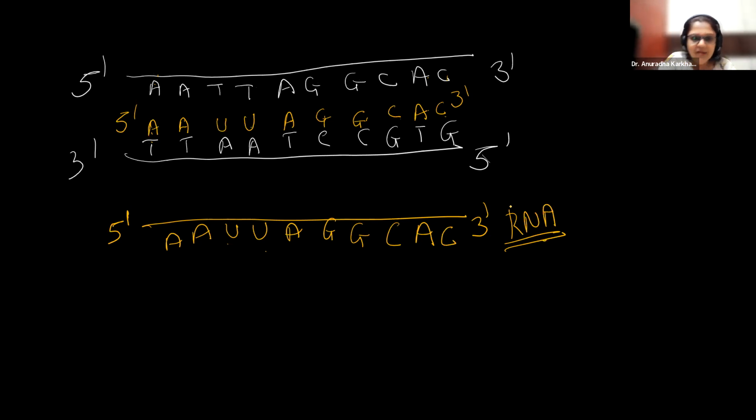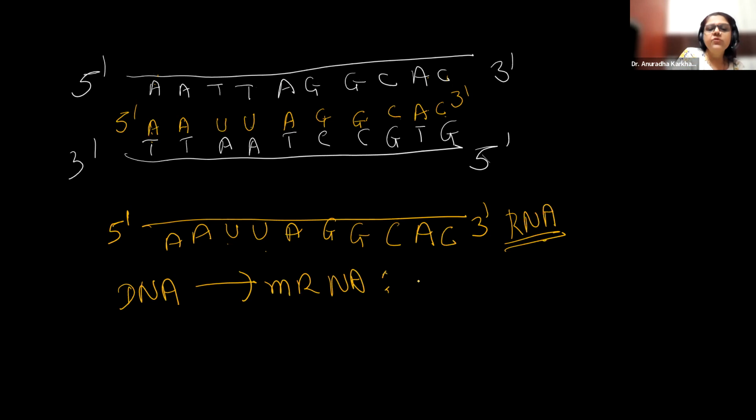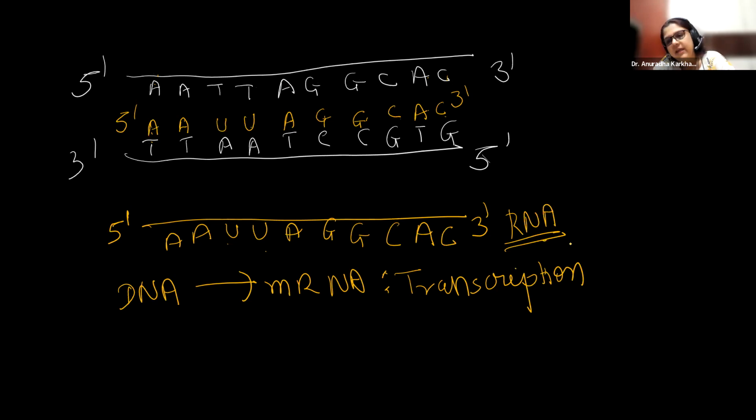Did you understand? So DNA to mRNA, the process is going to be called transcription. White is DNA, yes, and yellow is RNA. Exactly. Did you understand what happened?